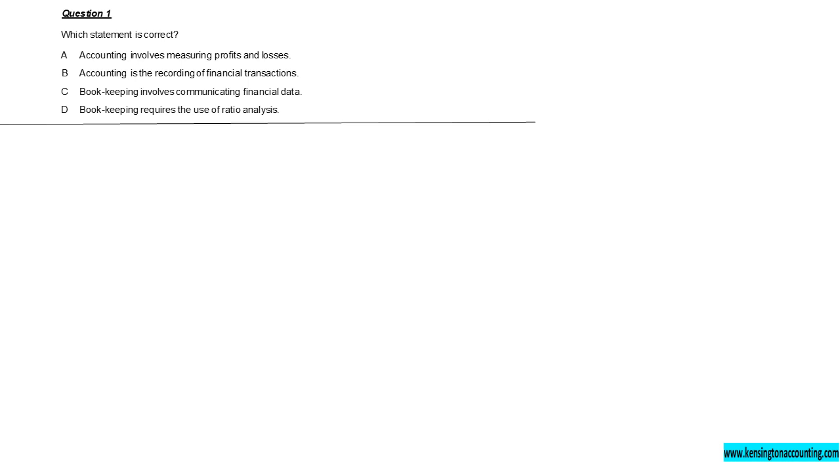So let's go straight to the questions. Paper 1 has 35 questions and we will be reviewing all of them. So please be patient. Question 1 essentially deals with the difference between bookkeeping and accounting. So let's look at the differences.